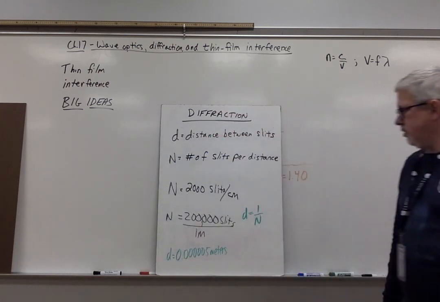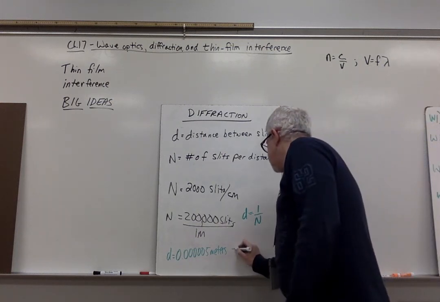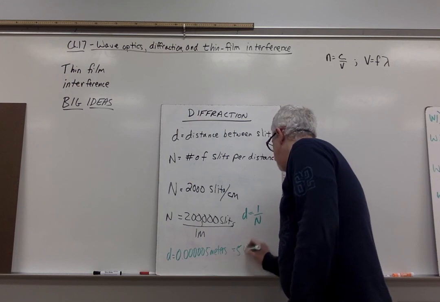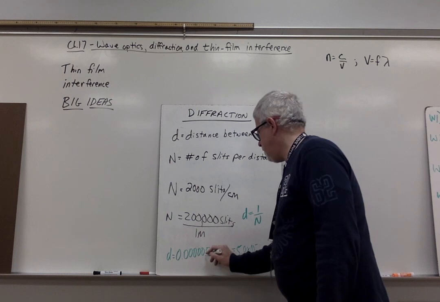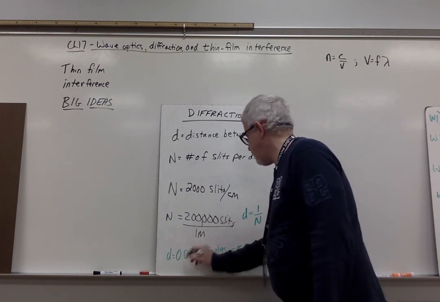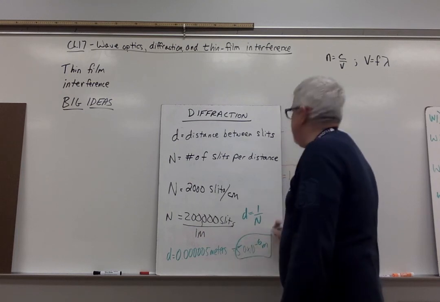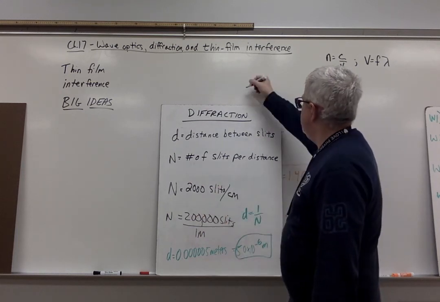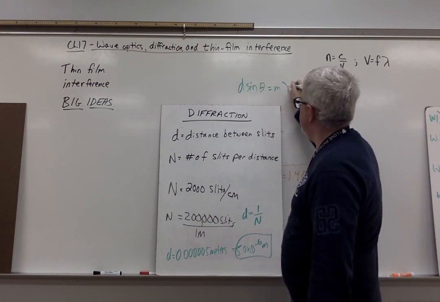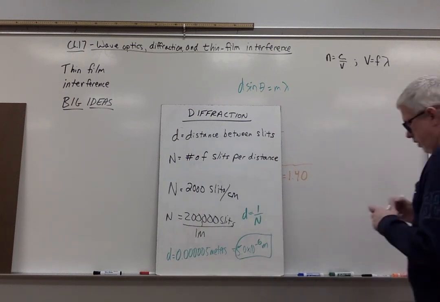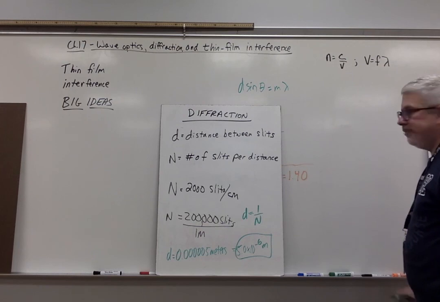So D is 0.000005 meters between each slit. I probably should say that as 5.0 times 10 to the negative, so the decimals there are 1, 2, 3, 4, 5, 6. So that is what I would put in for the D in d sine theta equals m lambda. So in labs that we do, we're going to have to do that as well, but I just want to give you a heads up. Again, not on your formula sheet.